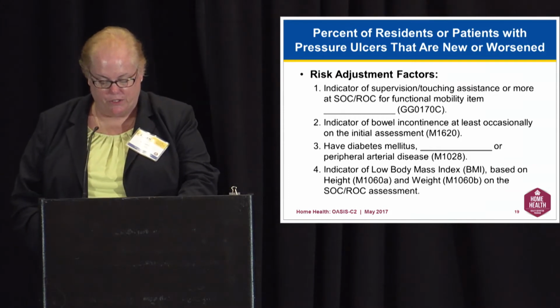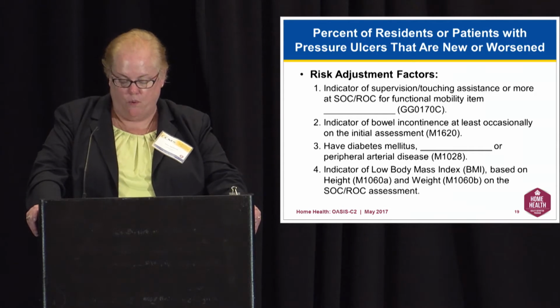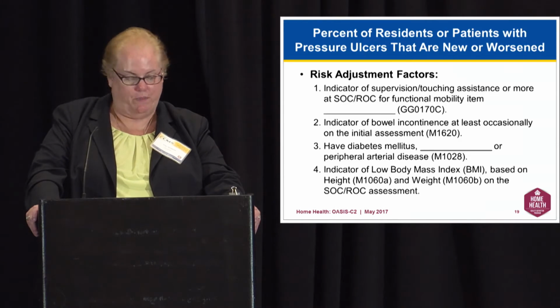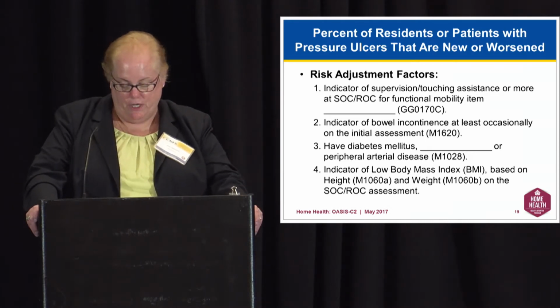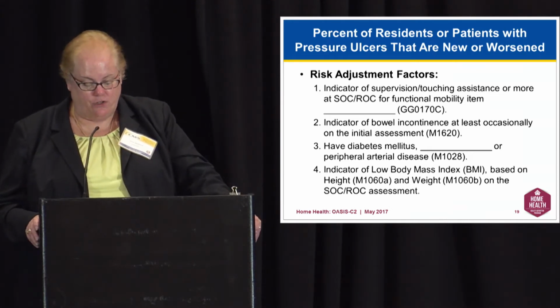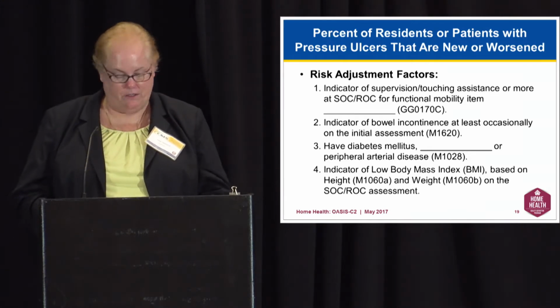So let's look at some of the risk adjustment factors. Indicators of supervision, touching assistance, or more at the SOC or ROC for a functional mobility item, and then fill in the blank. Lying to sitting, I hear, okay. I'm going to go through the rest of these and then we're going to look at the answers. Indicator of bowel incontinence, at least occasionally, at the initial assessment. Diabetes mellitus, blank, or peripheral arterial disease. And then indicators of low body mass index based on height and weight on the SOC/ROC. So let's look at these.